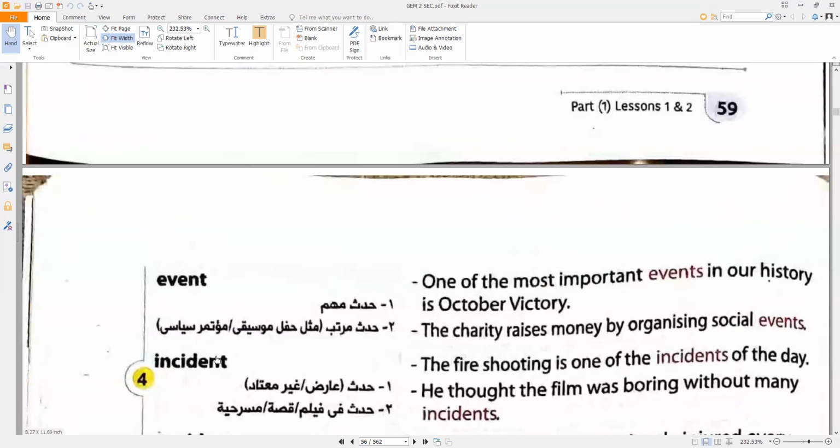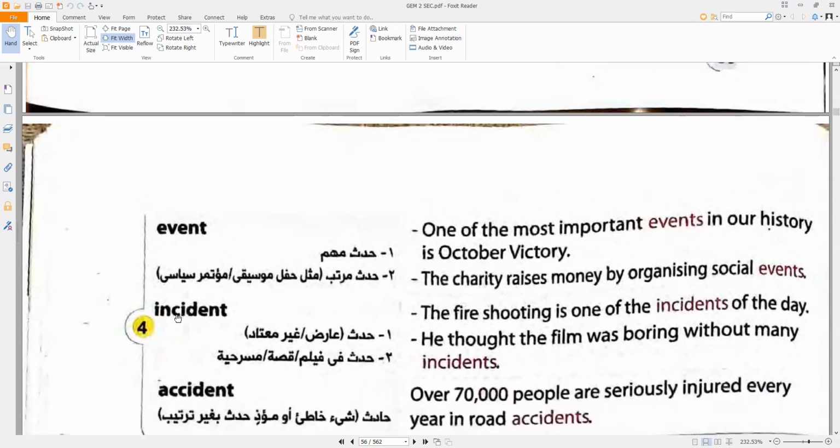Event and incident. Event is important and planned. One of the most important events in our history is the October victory. The charity raises money by organizing social events. Incident: the fire shooting is one of the incidents of the day. He thought the film was boring without many incidents, just in a movie, in a play, something not planned.